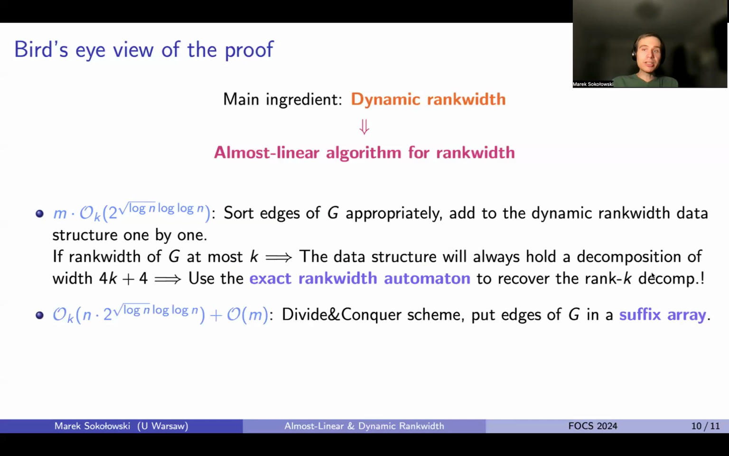For truly linear time in the number of edges of the graph, we devise a really neat divide-and-conquer scheme where the dynamic rank width data structure is hidden under the hood. And in order to have a truly linear dependence on the number of edges, we actually use some funny hacks like storing the edges of the graph in suffix arrays.